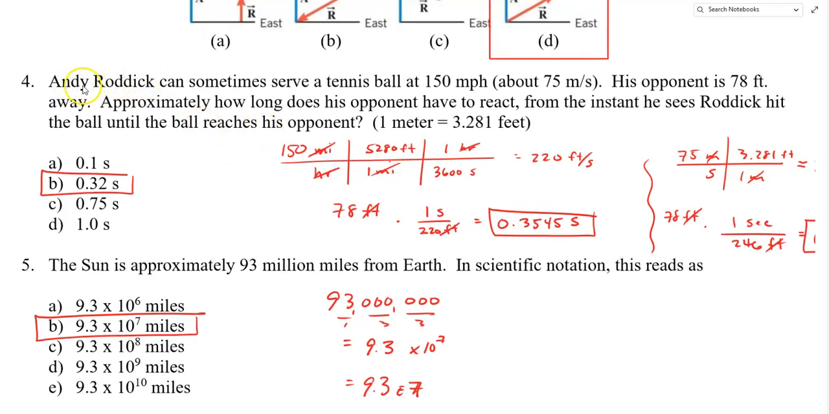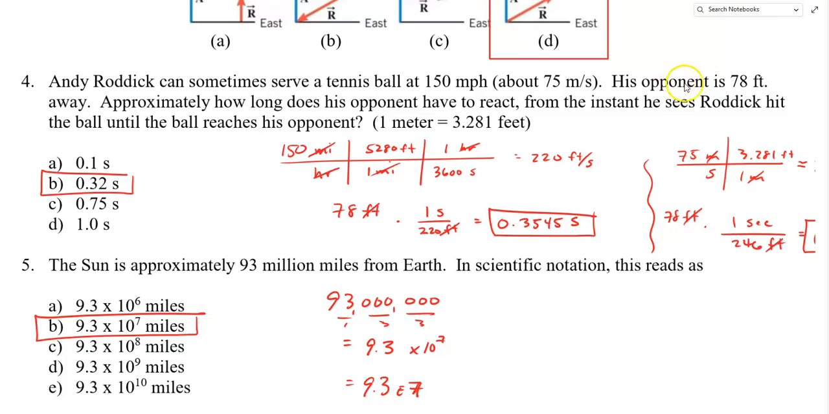So in this example, we're talking about a tennis player, Andy Roddick. He can serve a tennis ball at 150 miles per hour, which is approximately 75 meters per second. Now, these two are not that closely related. This is kind of that summary that we talked about in class, how the measurement in meters per second is approximately half of what the measurement in miles per hour is.